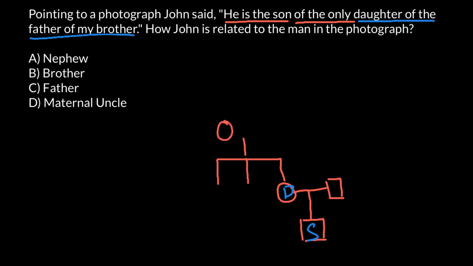Here we have a few more people, and John should be here. John is a male, so J stands for John, and he is a brother. So we put a B here, and for father we put F here. So this is going to be a father.